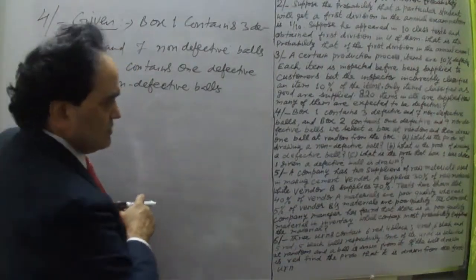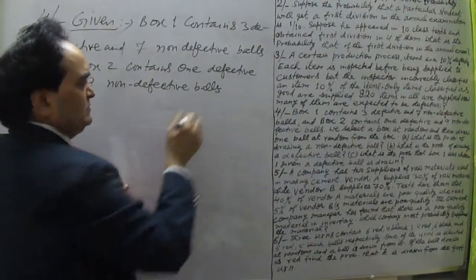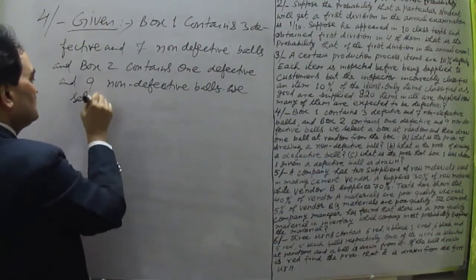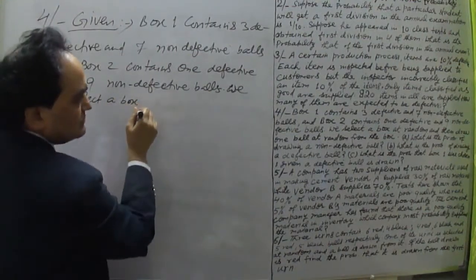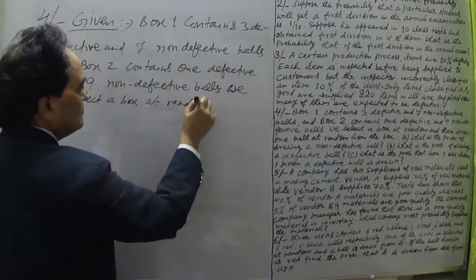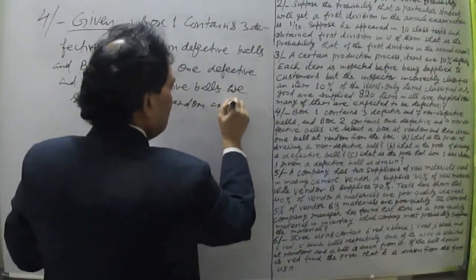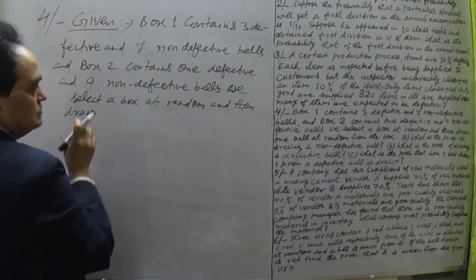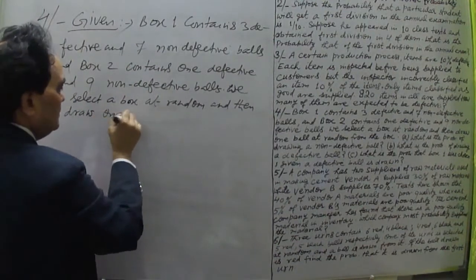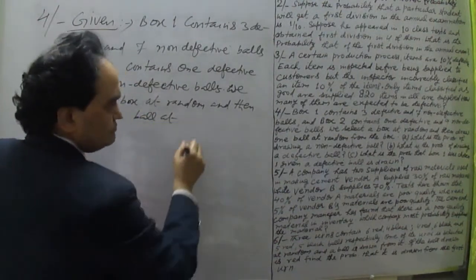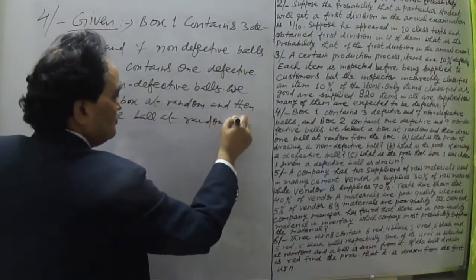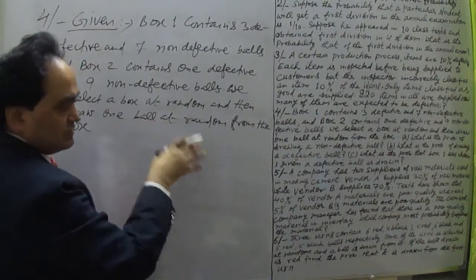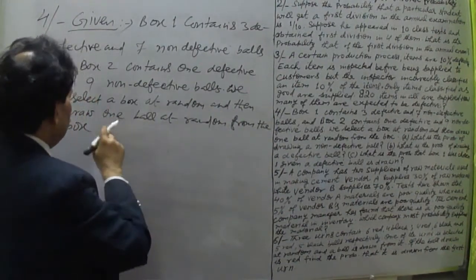Now what does it say? It says that one box is selected. We select a box at random, and then draw one ball at random from the box. One box is selected, and then we draw one ball from it.